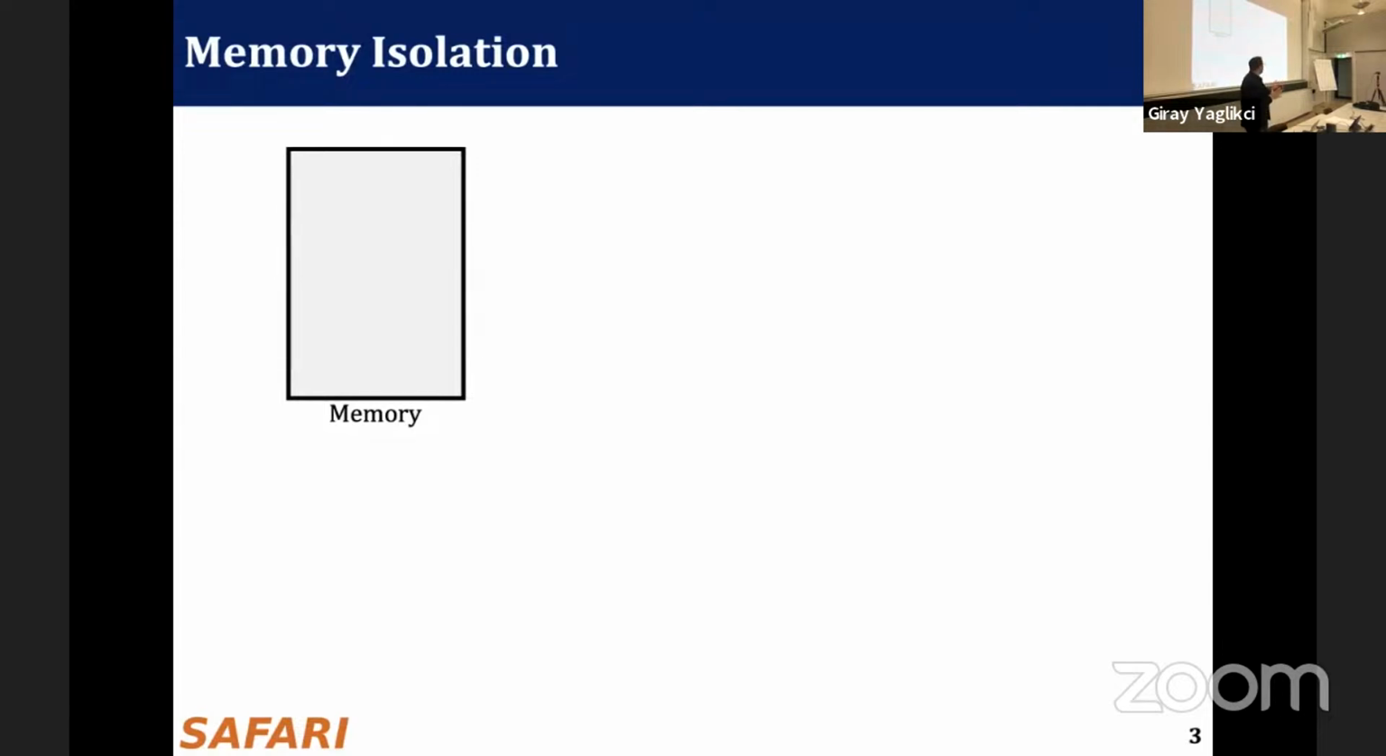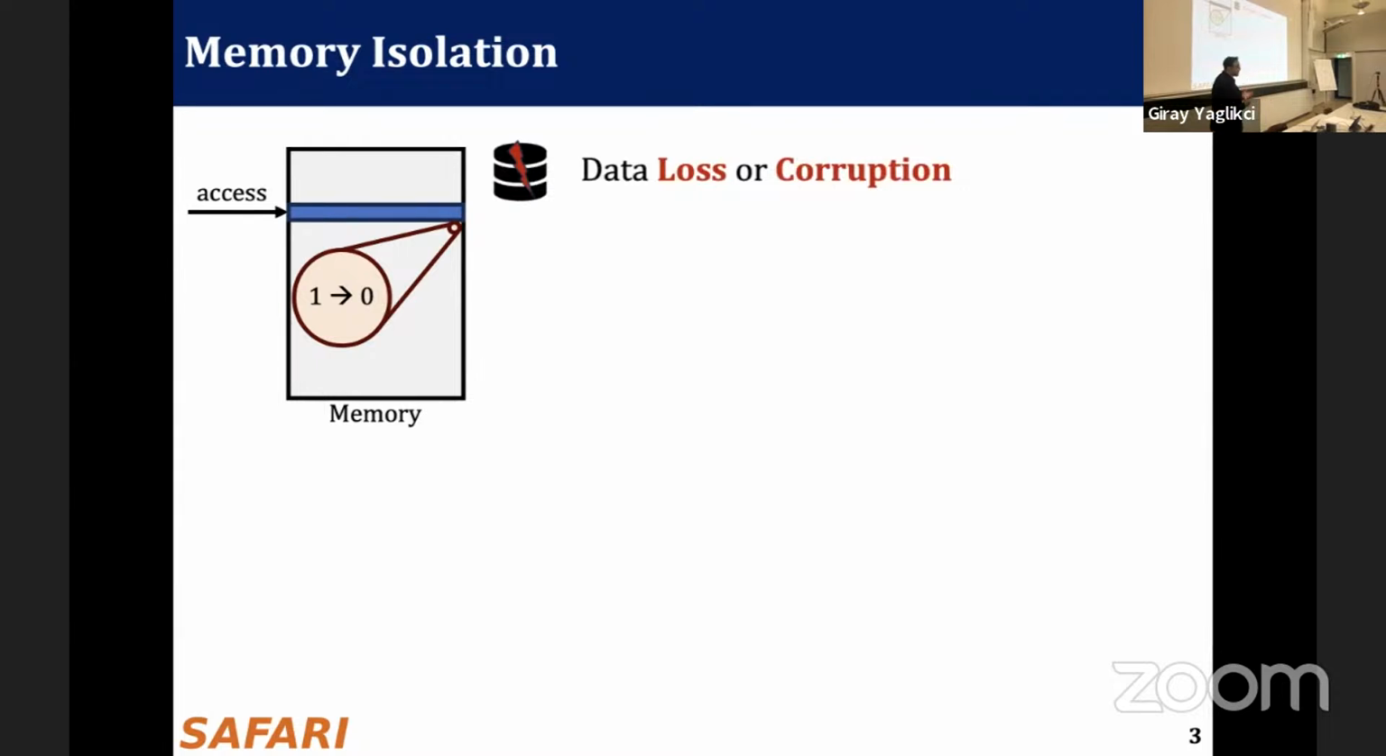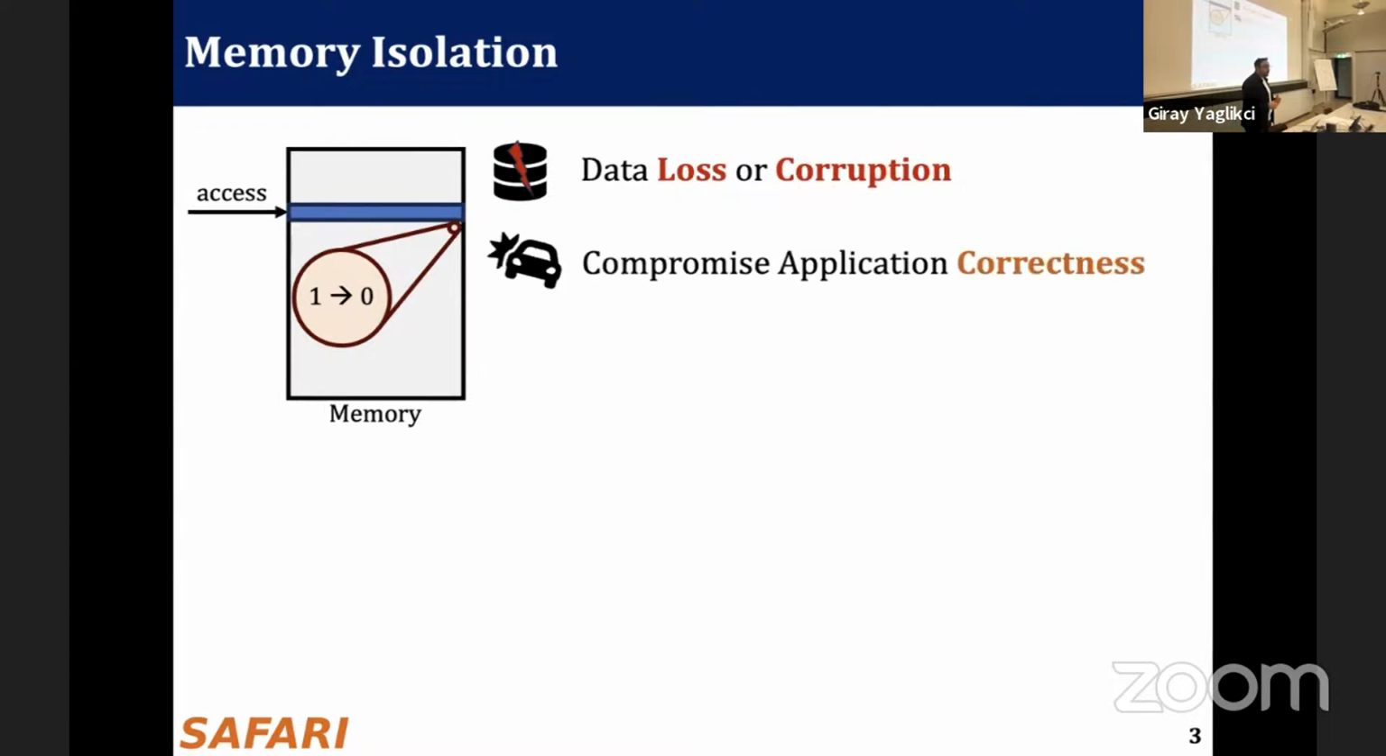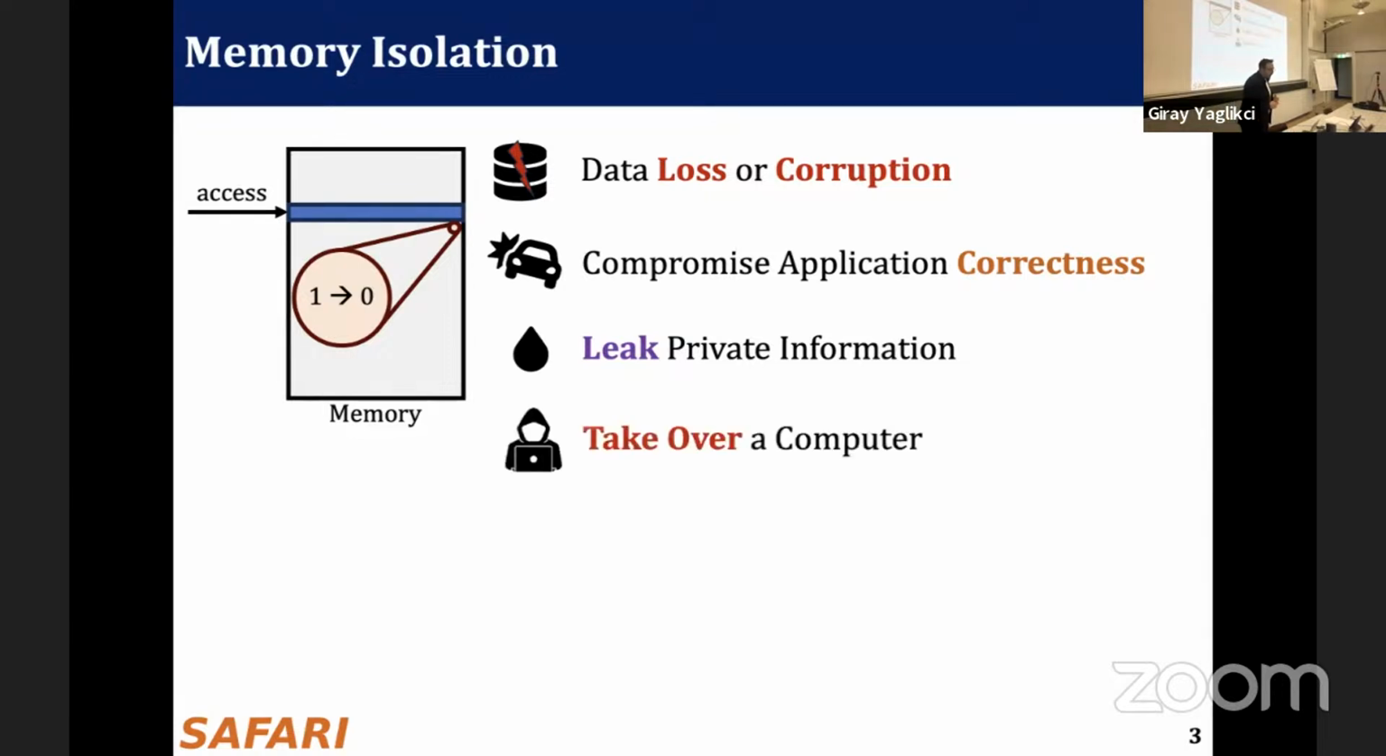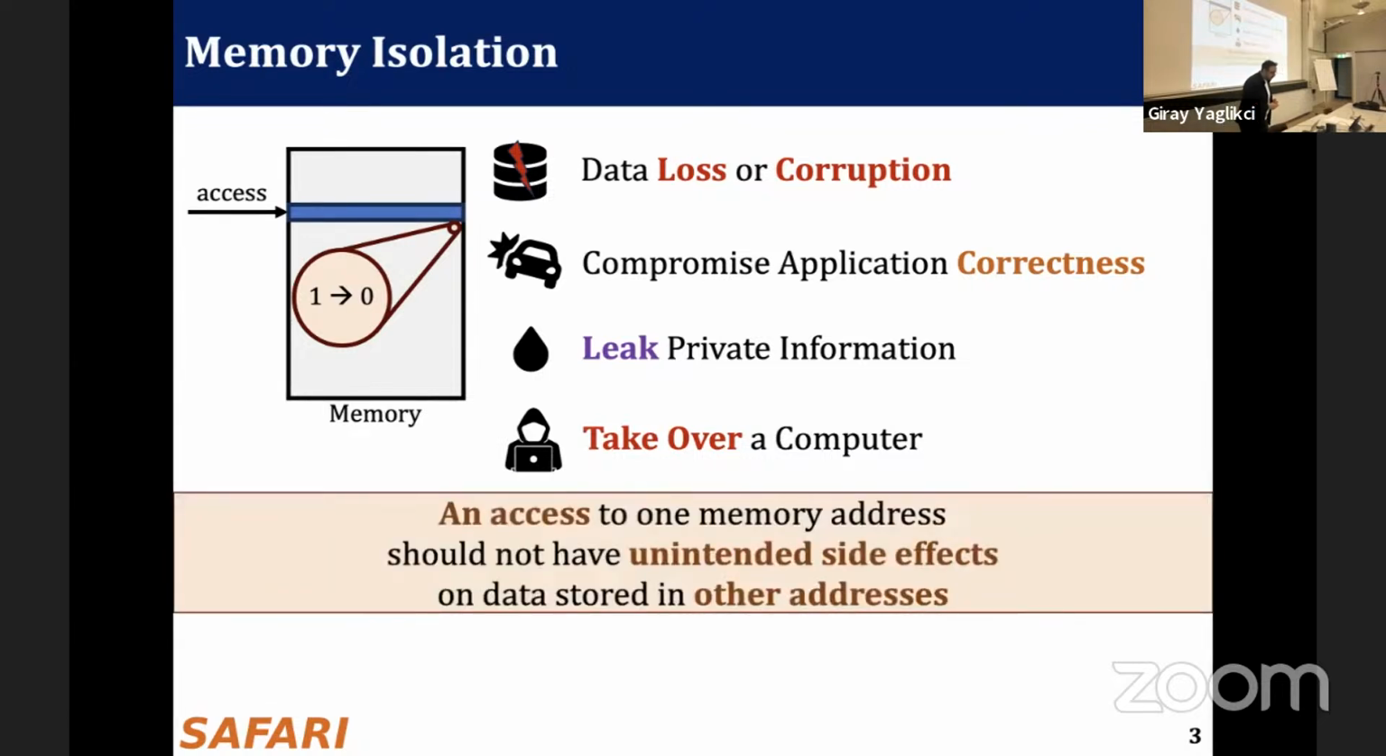Let's assume that you have this memory and this box represents your memory, and you have an access going to a certain memory location. And you observe data change from 1 to 0 or 0 to 1, it doesn't matter, in a location that is not actually the location that you access, read or write. So it shouldn't happen, right? Because you didn't change that data. And when it happens, it can cause data loss or corruption. It can compromise your application's correctness. I gave some examples yesterday about those. It can be used to leak private information, like stealing your SSH keys. And it can be used to take over your computer to get the sudo privileges, as I showed earlier.